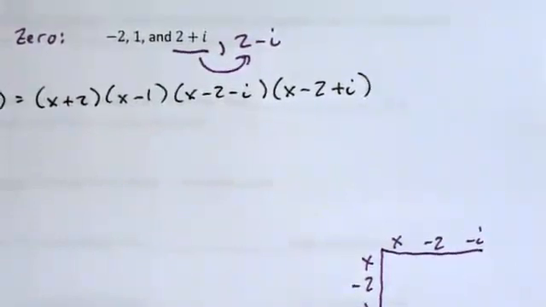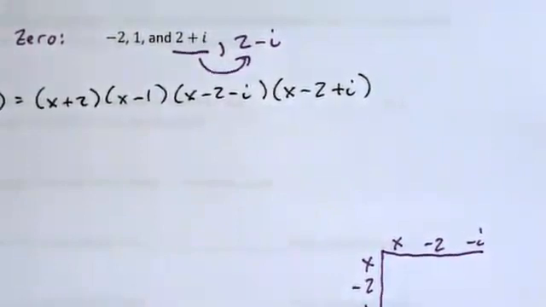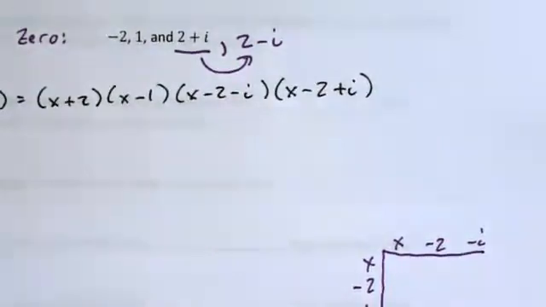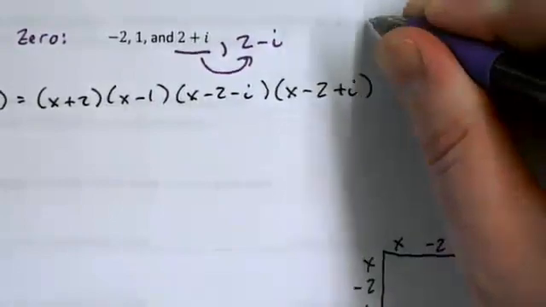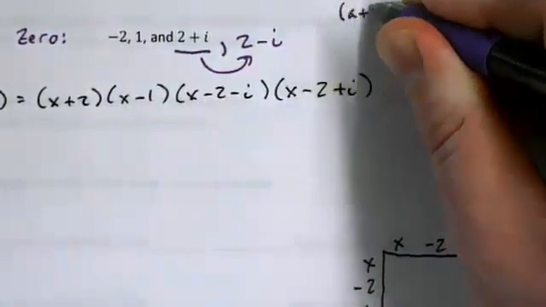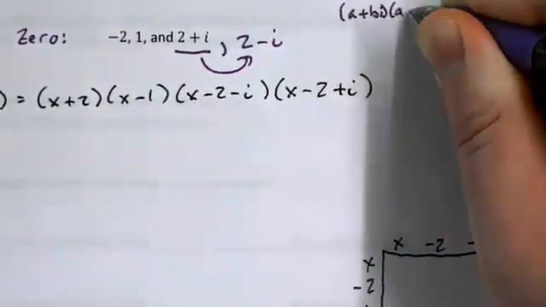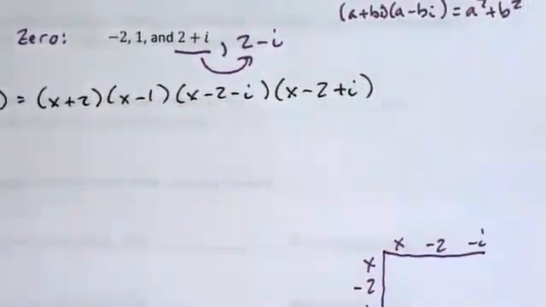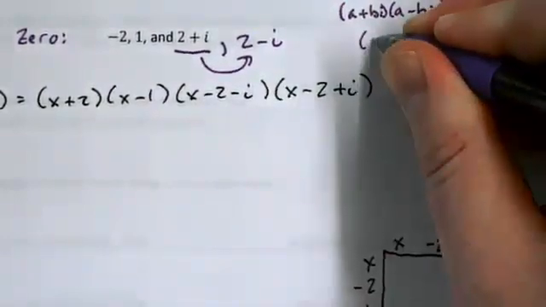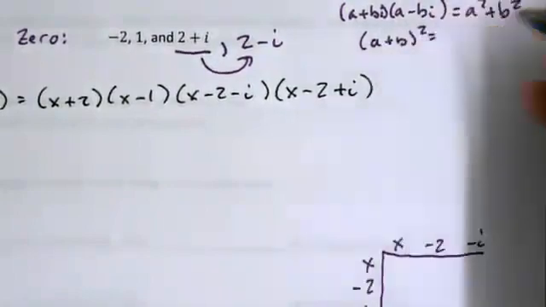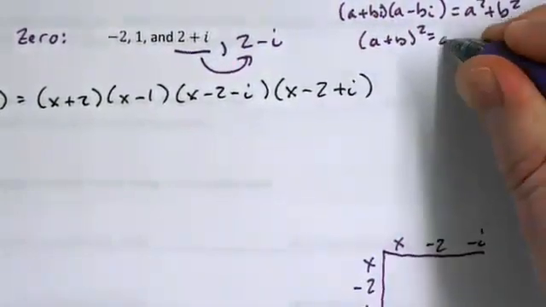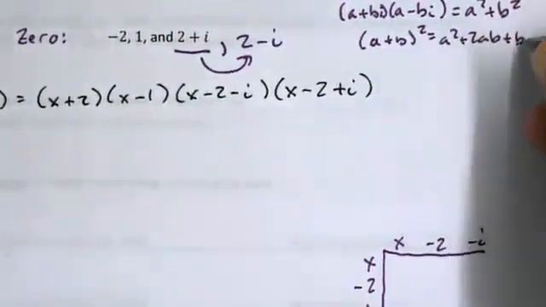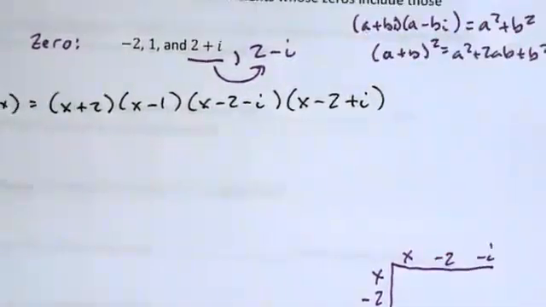If you're comfortable, though, you could treat this as a conjugate pair, because it is a conjugate pair. Here's what I would do if I were going to use a shortcut on this. I would remember a couple of shortcuts. One is that a plus bi times a minus bi is equal to a squared plus b squared. The other one is that a plus b quantity squared is equal to a squared plus 2ab plus b squared. Let me show you how I'm going to use these two shortcuts.